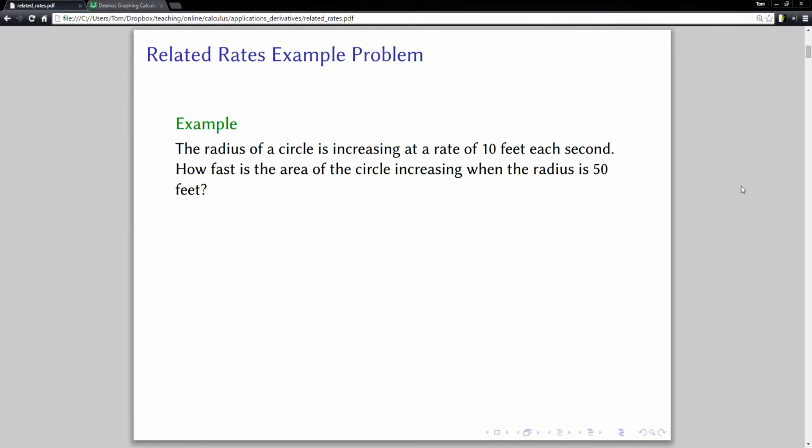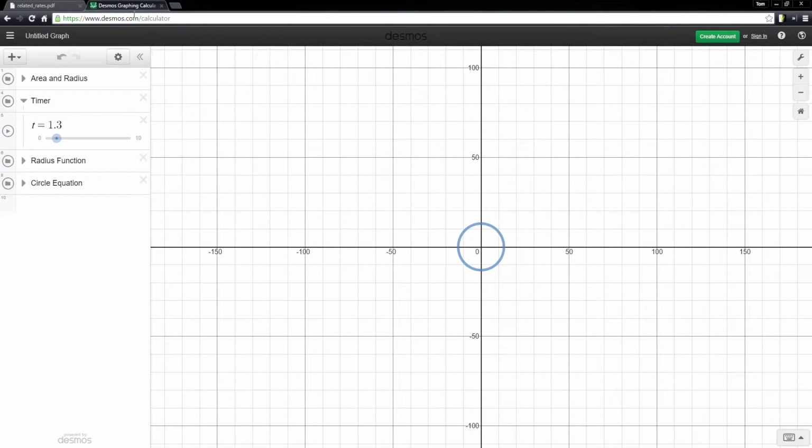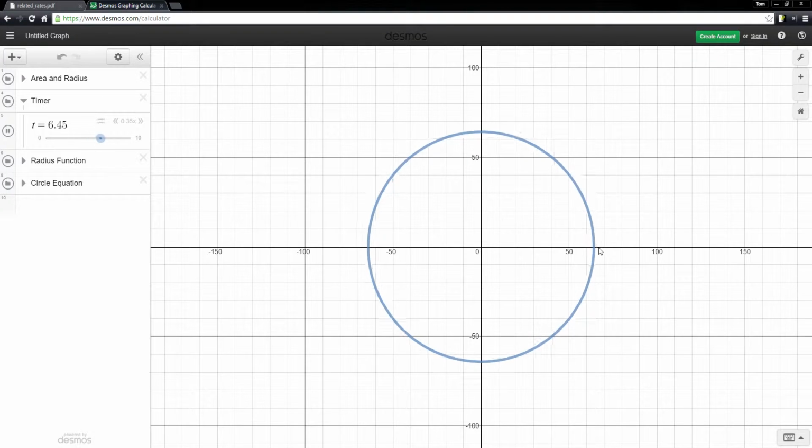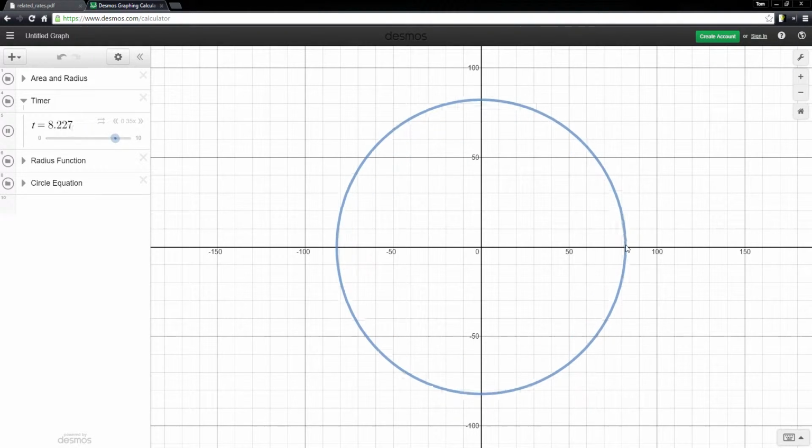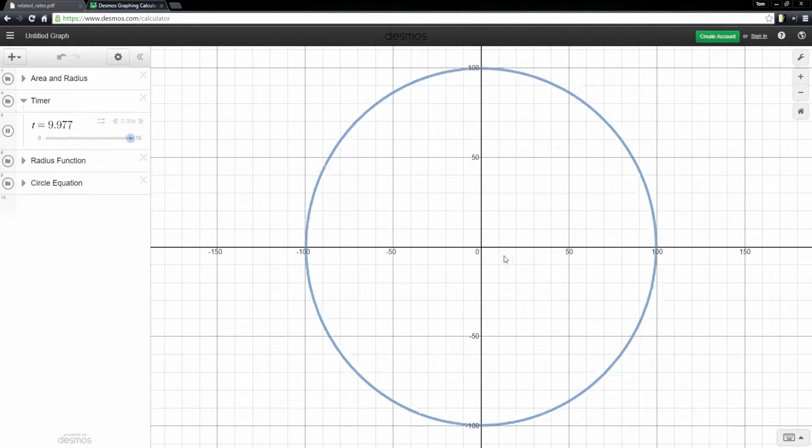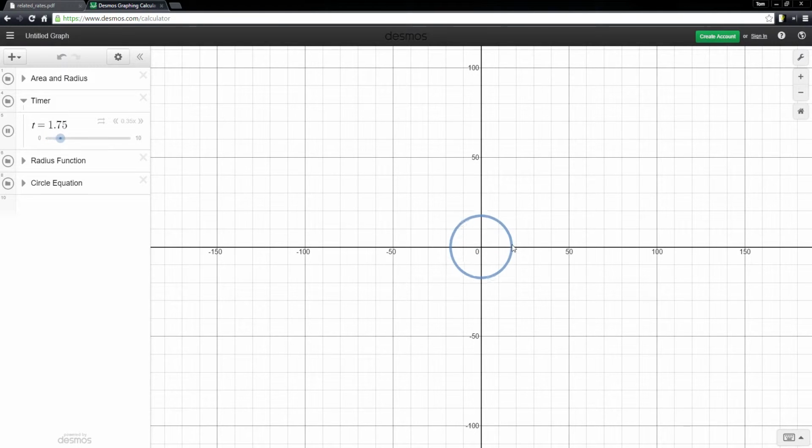Okay, so let's go to Desmos and just take a look at the problem. We have some circle and it is getting bigger, right? The radius is increasing here. So here the radius is getting bigger. And as the radius is getting bigger, so is the area of the circle. It is growing also.